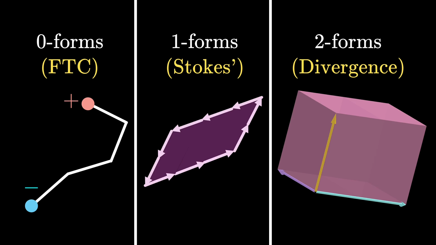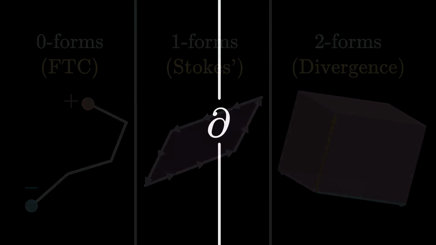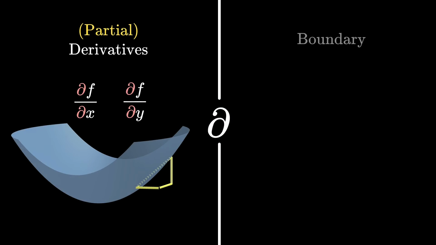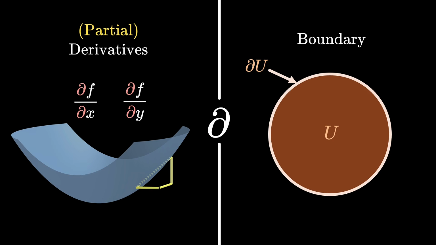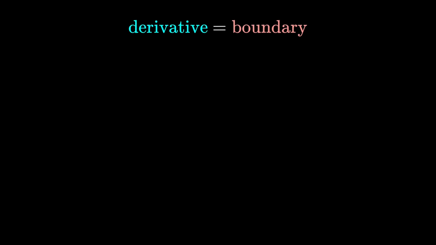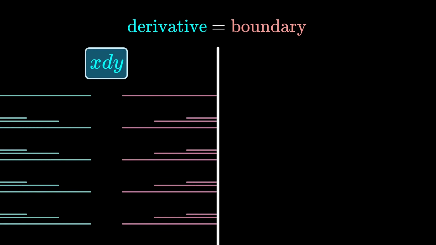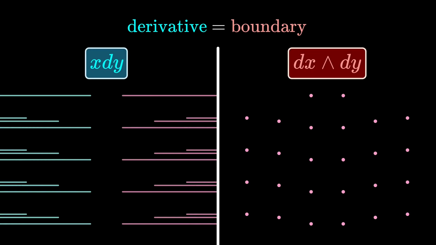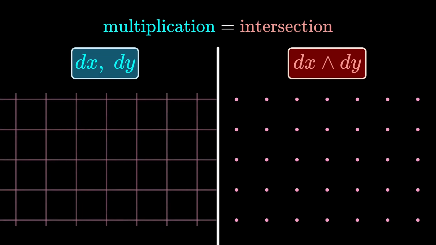But it doesn't end here. We started this video wondering about the relationship between derivative and boundary. The Generalised Stokes Theorem is about integral of derivative equals boundary, but there is a sense in which derivative is literally boundary. Let's explore this sense in the next video, where we'll also see why multiplication is literally intersection.